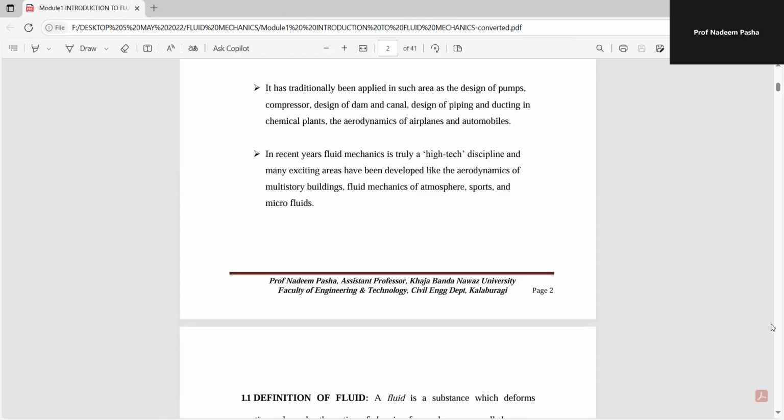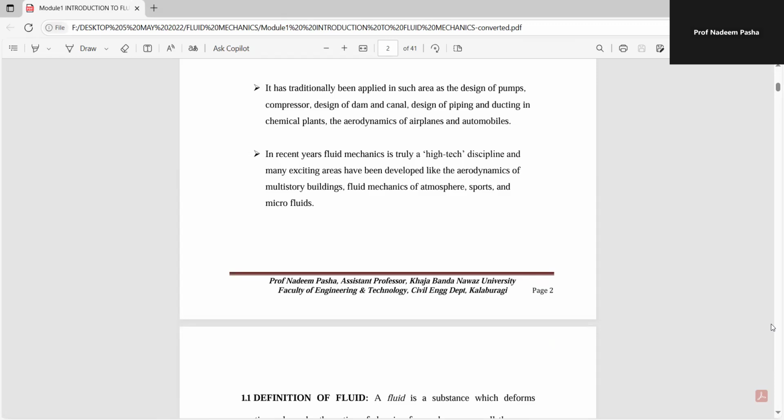So, in recent times, a number of research areas are being developed in fluid mechanics, such as aerodynamics of multi-story buildings, fluid mechanics of the atmosphere, sports, and microfluids.